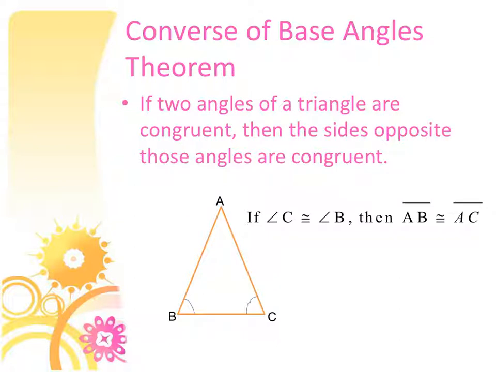The next one is the converse of the base angles theorem. And what that states is if two angles of a triangle are congruent, then the sides opposite those angles are congruent. So the side that's across from the congruent angles will be also congruent. So we can add tick marks there, or congruency marks. So if angle B is congruent to angle C, then AB is congruent to AC. And this is the converse of the base angles theorem.